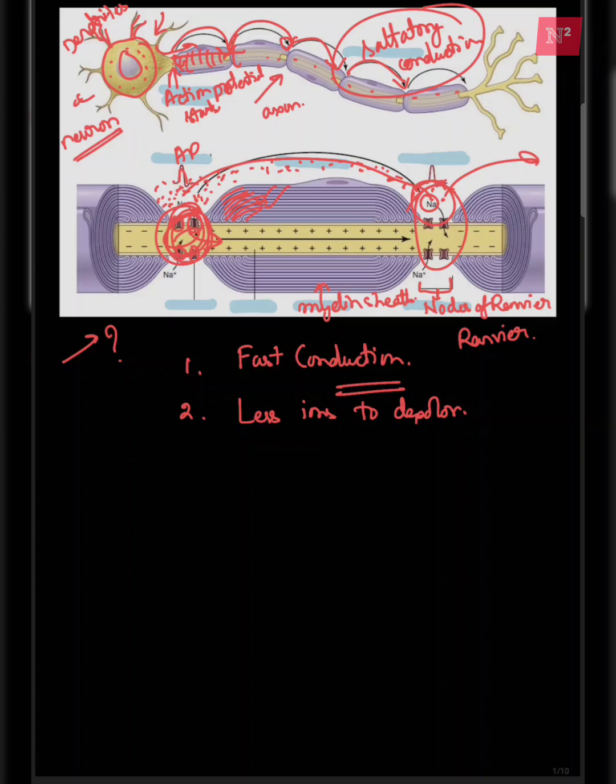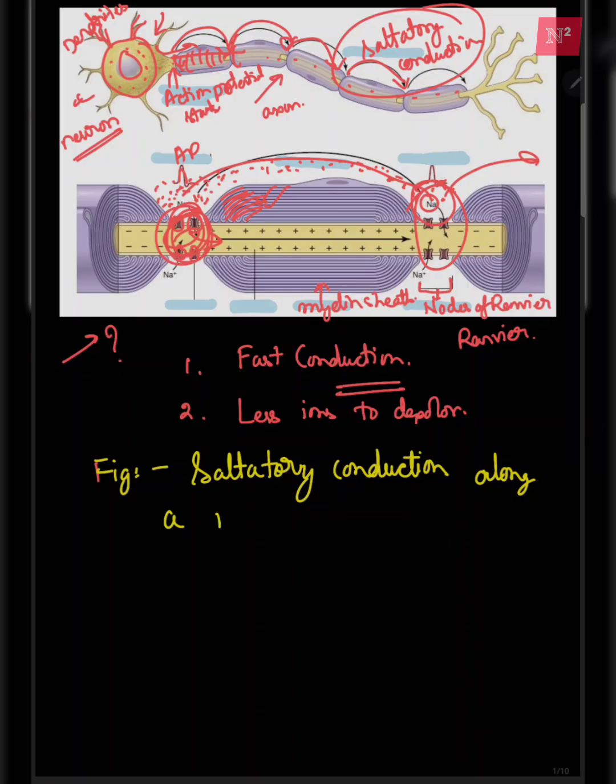So this picture showing over here is saltatory conduction along a myelinated axon.